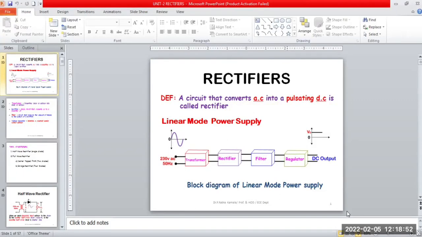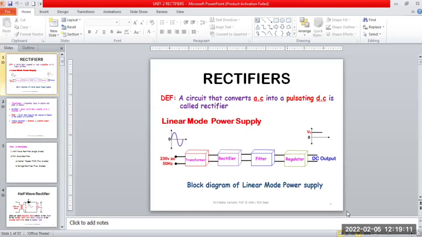Types of rectifiers. I discussed this in the last class, where I said that we basically have two types: one is half wave, the other is full wave. Half wave has a single diode, in terms of circuit connection and the number of diodes used. And full wave rectifier has two categories in it.